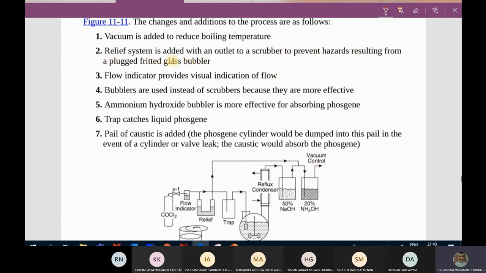bubbler, okay? It's all because of the gas bubbler, and if it gets plugged, we could have a problem there. Flow indicator provides visual indication of flow. That means something you can see, how the flow is flowing. Bubblers are used instead of scrubbers. Ammonium hydroxide bubbler is more effective for absorbing phosgene. Trap catches liquid phosgene, and so on.